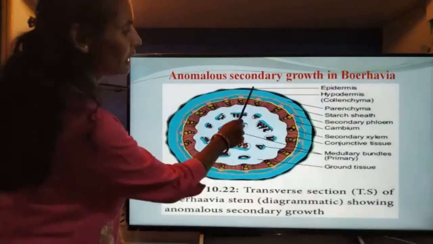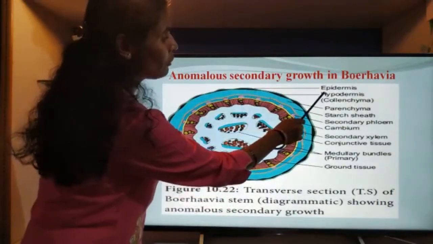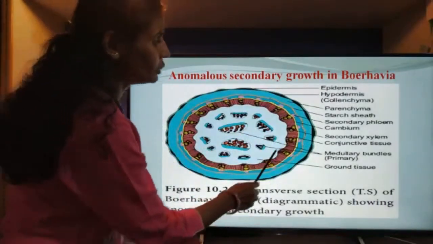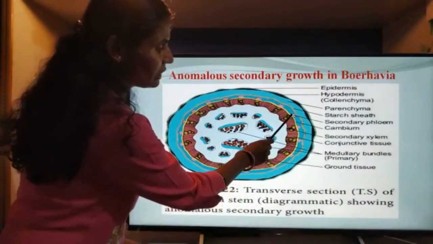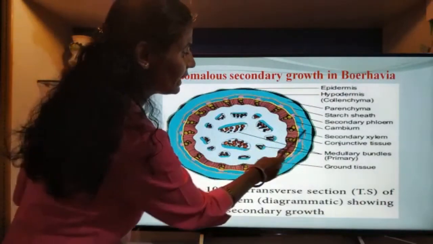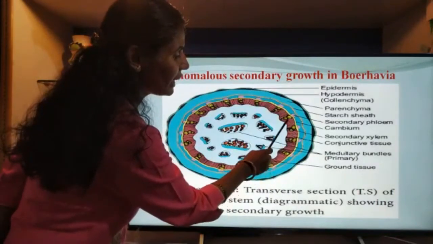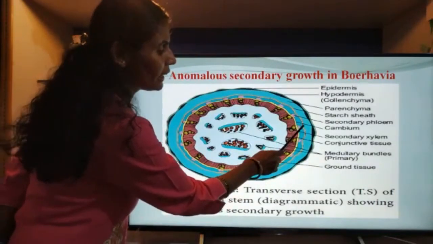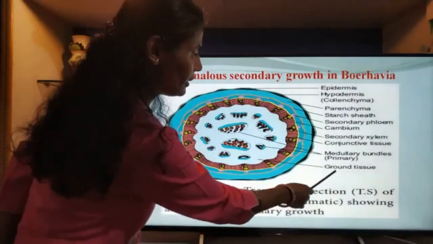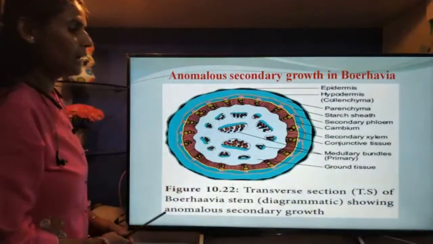Here we can find the outermost region called the epidermis, followed by a region of hypodermis, which is made up of collenchyma cells. Due to the activity of the cambium in the outer ring, it forms the secondary xylem towards the inside, which is embedded inside a conjunctive tissue, and secondary phloem towards the outside. And this is the ground tissue where the vascular bundles are embedded.